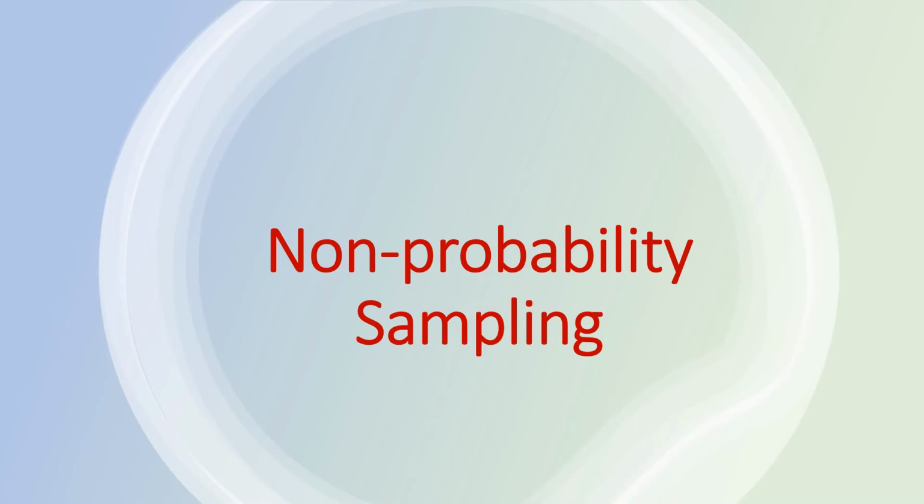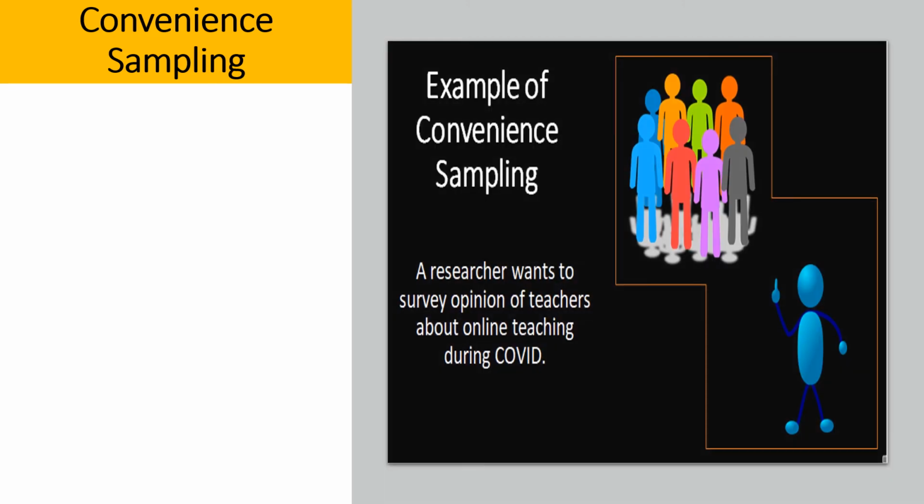Till now we have discussed probability sampling methods. Now we will discuss non-probability sampling methods. In non-probability sampling, the first one is convenience sampling. In this method, researchers select the sample which is close to their hands, or you can say which is easily available to the researcher. That is why it's named convenience sampling.